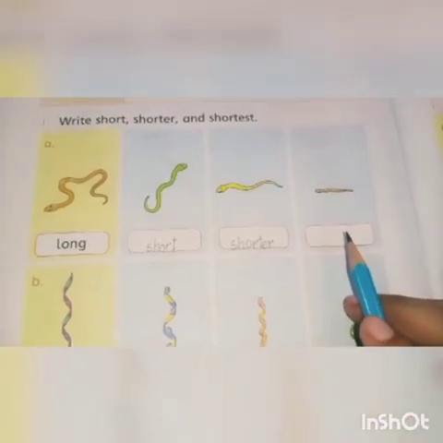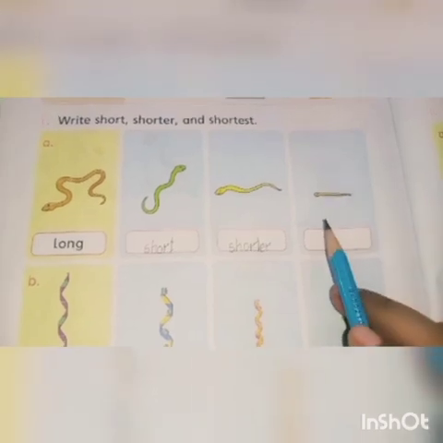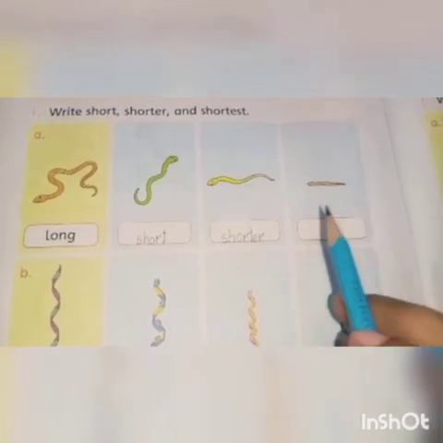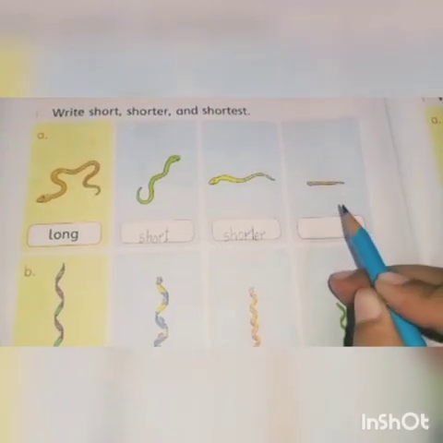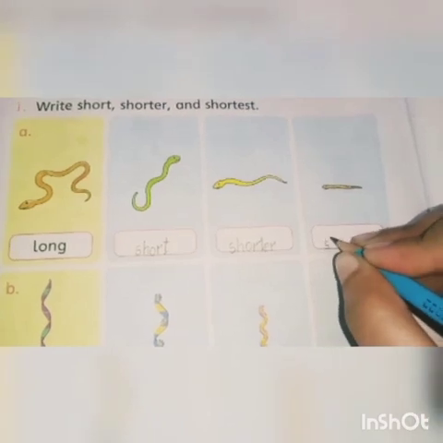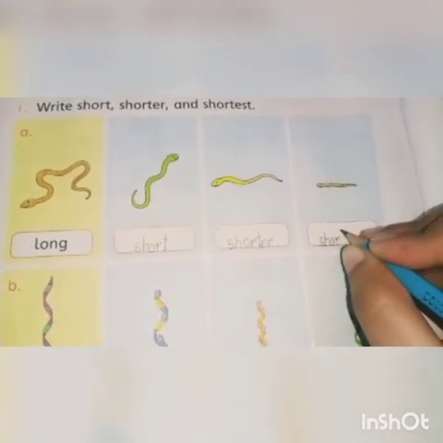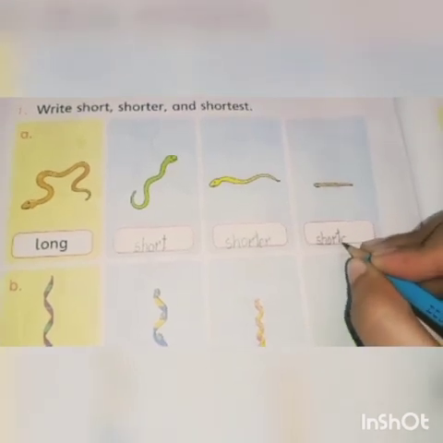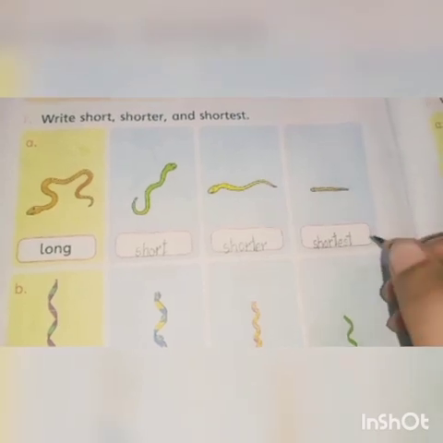Students, here we have one more snake which is very small. Very small means it is smaller than all these. So we are going to write over here shortest. Let's write it. S H O R T E S T, shortest.